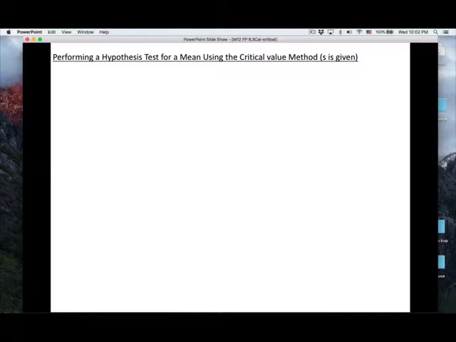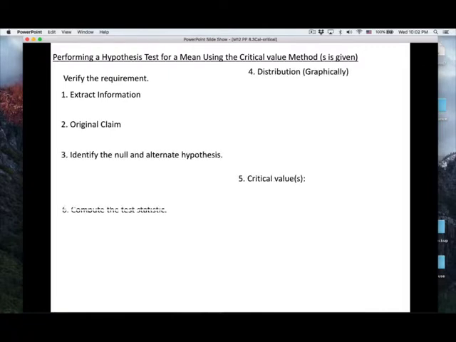Okay, performing a hypothesis test for a mean using the critical value method. One more time, we are working on the population mean and S is given, but this time we'll be using the critical value method. So we still have the steps. It's just that the order is a little bit different from here. You need to do number 4, 5, and 7. Other than that, they'll be exactly the same as your p-value method.